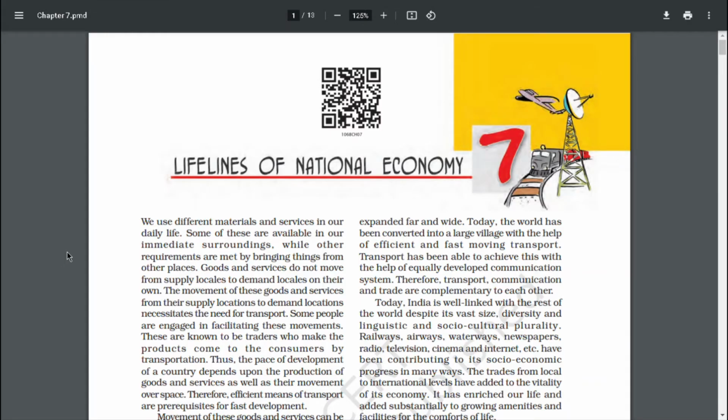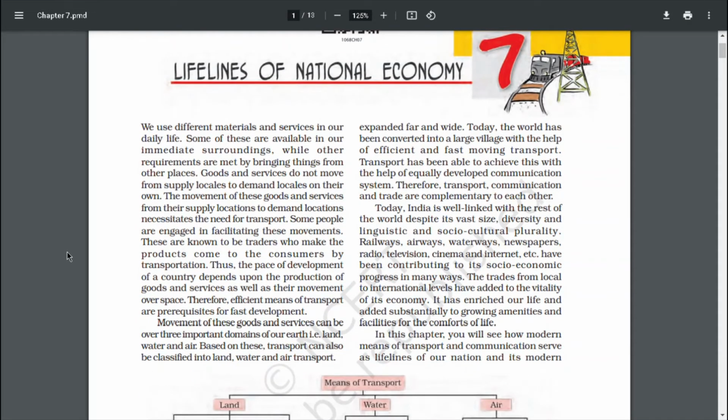Chapter 7: Lifelines of National Economy. We use different materials and services in our daily life. Some of these are available in our immediate surroundings, while other requirements are met by bringing things from other places. Goods and services do not move from supply locales to demand locales on their own. The movement of these goods and services from their supply locations to demand locations necessitates the need for transport.